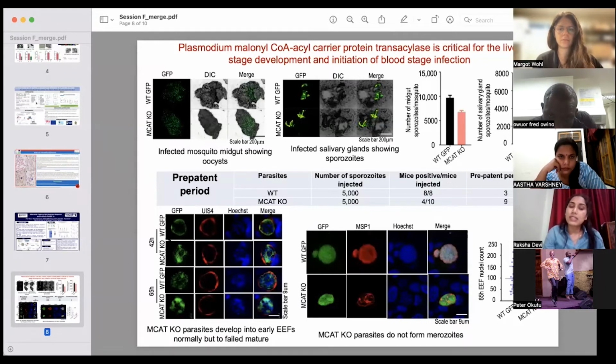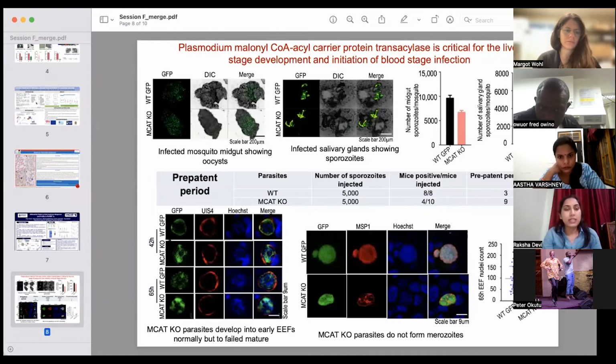This particular enzyme is responsible for catalyzing the reaction where malonyl ACP is produced from malonyl coenzyme A and ACP. So here, in order to know the role of this gene throughout the parasite's life cycle, we first generated the knockout of this parasite by using the conventional approach. And after generating the knockout, we found that this knockout parasite shows normal growth and development throughout the mosquito stages, which we can see from the figures.